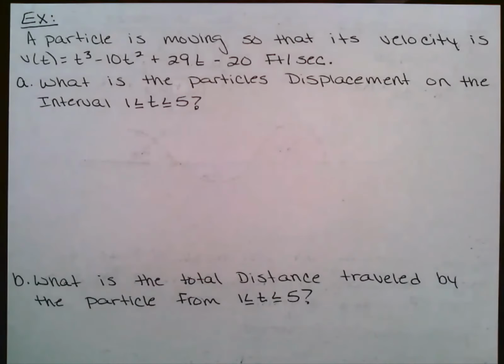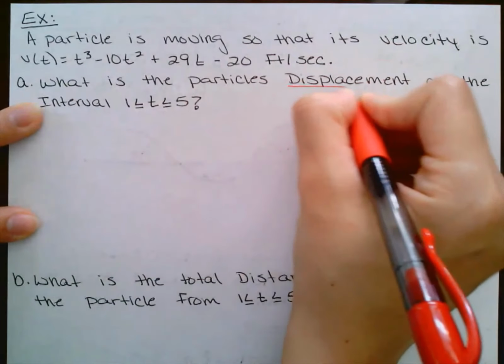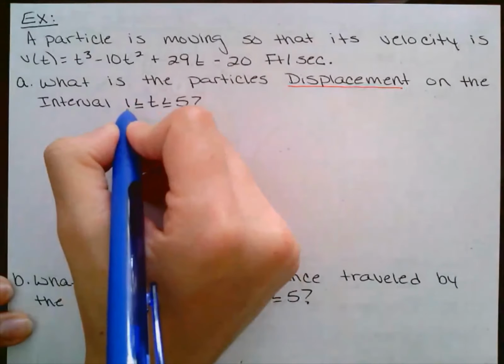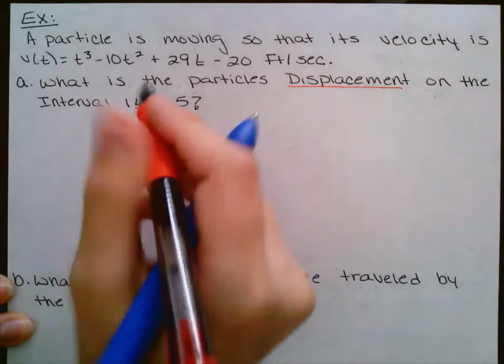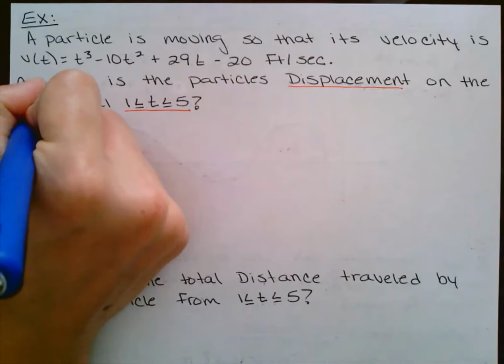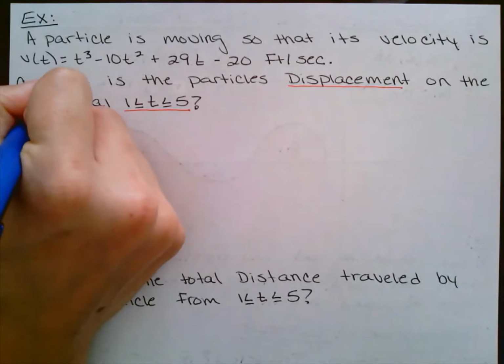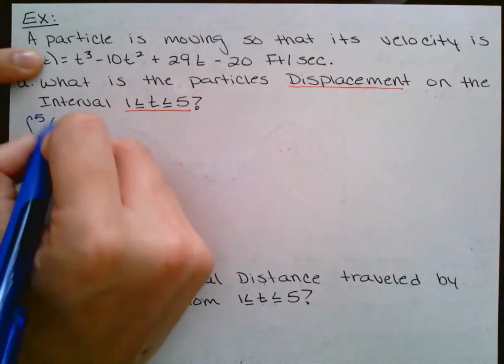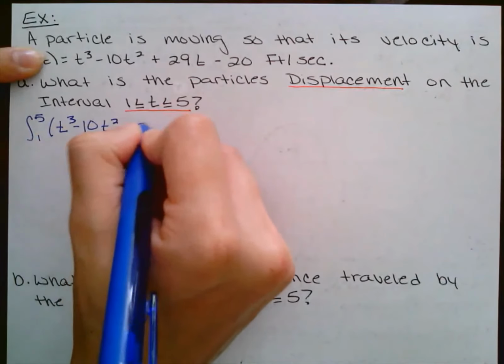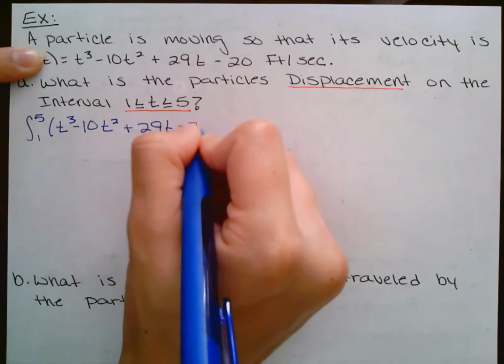The first question says a particle is moving so that its velocity is given by that function. It's measured in feet per second. Question A says, what is the particle's displacement? Okay, so we know displacement is just a basic integration of the function. And then they're giving you your integral here as being from 1 to 5. Okay, so I'm going to do the integral from 1 to 5 of this function given. I'm going to say t cubed minus 10t squared plus 29t minus 20.